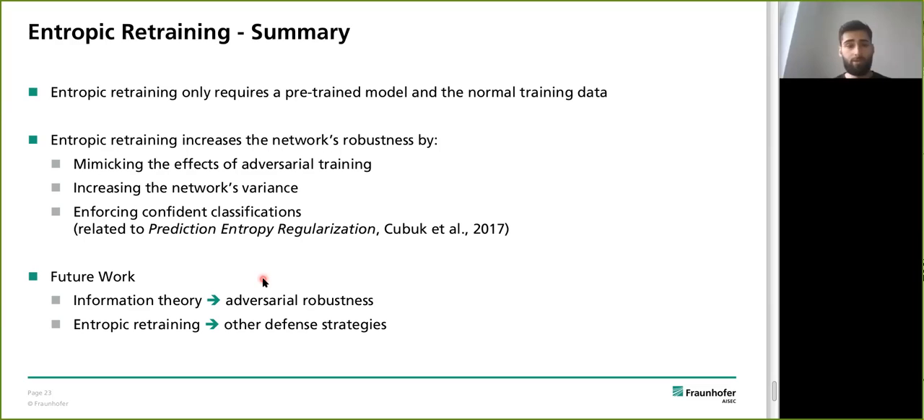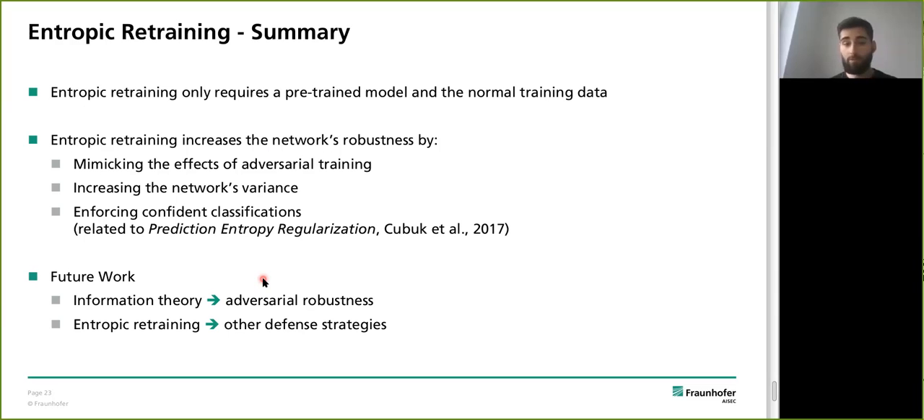What are the future steps which are required to further understand entropic retraining and maybe also improve it? We need to take very specific, very clean information theoretic approaches and analyze adversarial robustness and adversarial training. So here we introduced EN and ET, which are slightly changed compared to the original ideas of the Shannon entropy by Shannon. And we need the true information theoretic tools to analyze entropic retraining and adversarial training to understand what actually happens on an information theoretic level.